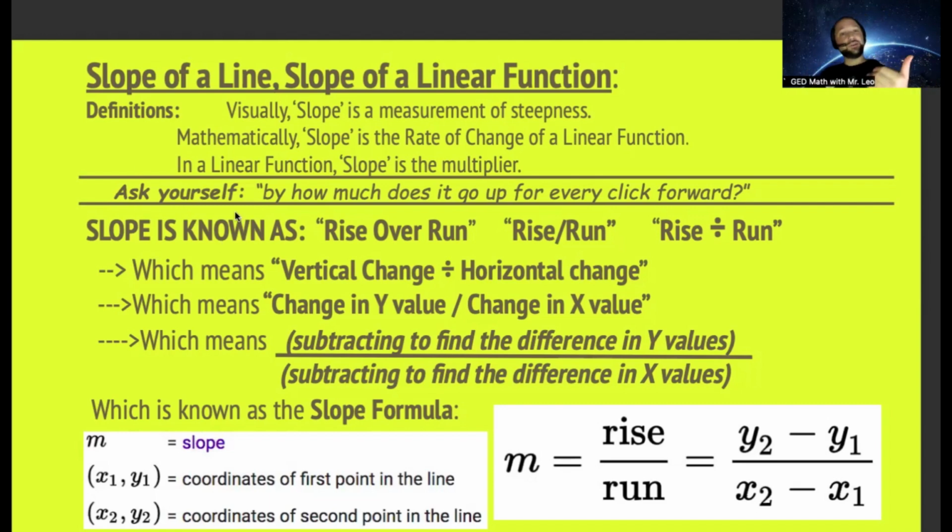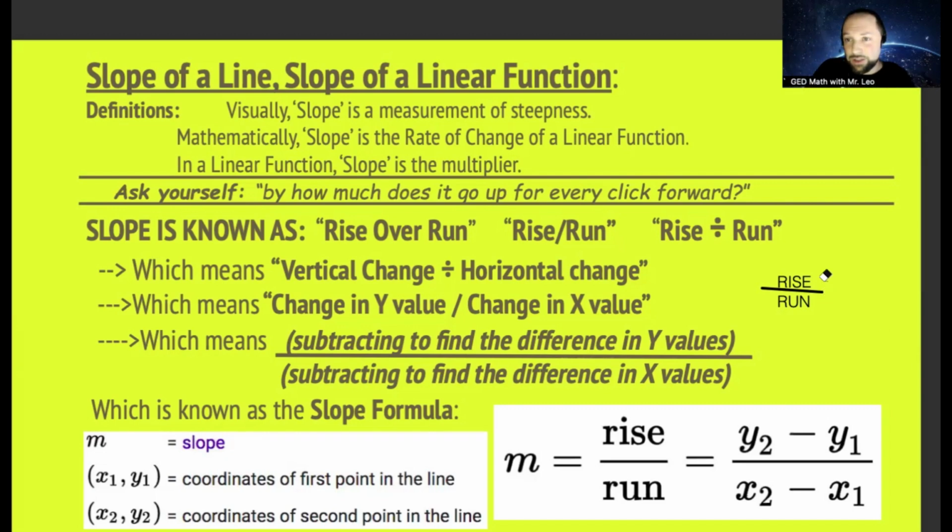As you've seen, you can ask yourself with a graph, how much does it go up for every click forward? Slope is known as rise over run, which is rise divided by run. This means vertical change divided by horizontal change. How much did it change vertically compared to how much did it change horizontally? Rise over run. This is also the change in the y value over the change in the x value.